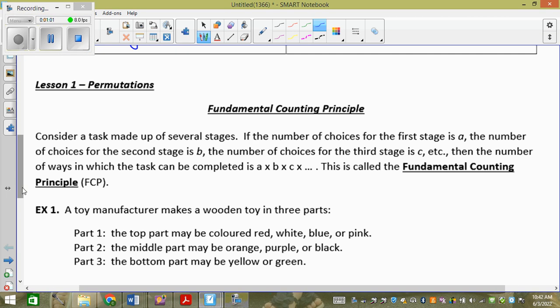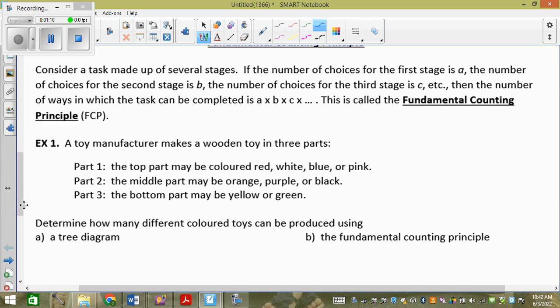All right, let's go here. So consider a task made up of several stages. If the number of choices for the first stage is A, and the number of choices for the second stage is B, and the number of choices for the third stage is C, etc., then the number of ways you can do the task is A times B times C times D. It's called the fundamental counting principle.